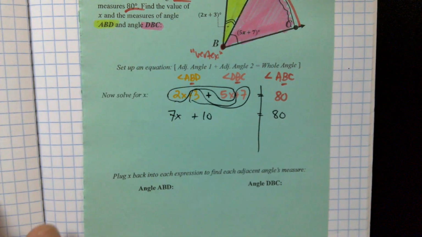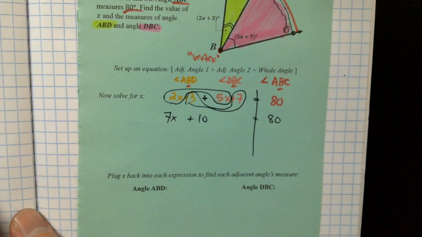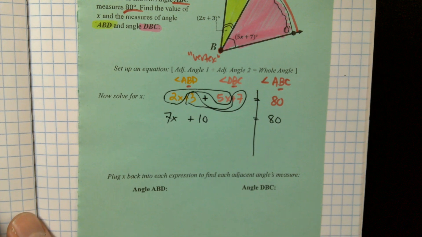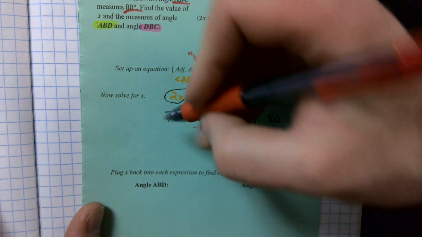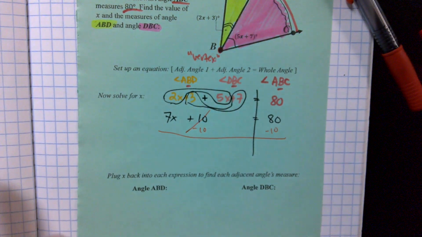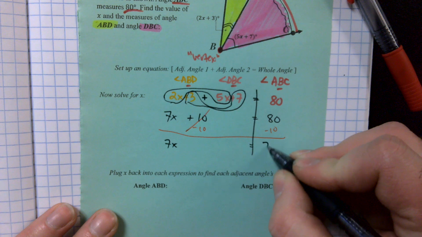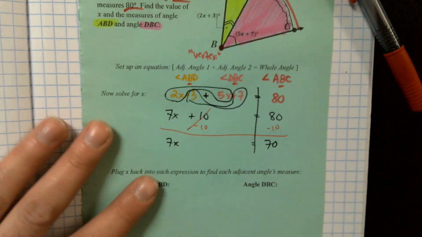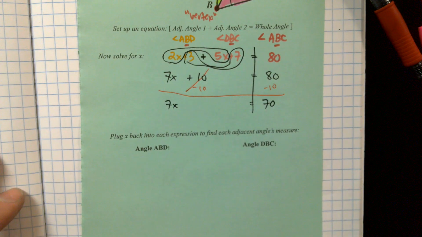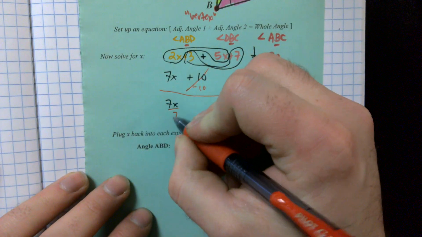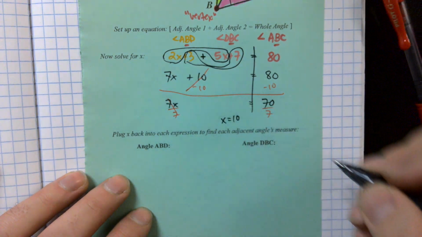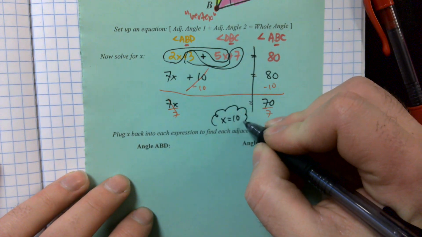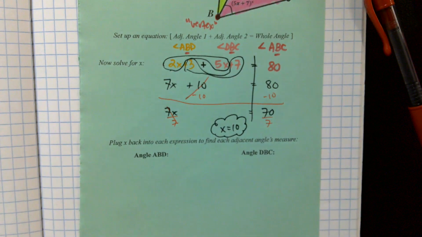Everybody with me so far? What should I do now? Subtract 10 from both sides. I get 7x equals 70. What's the last thing I need to do? How many times does 7 go into 70? There we go. I found what x is equal to. In this case, x is equal to 10.